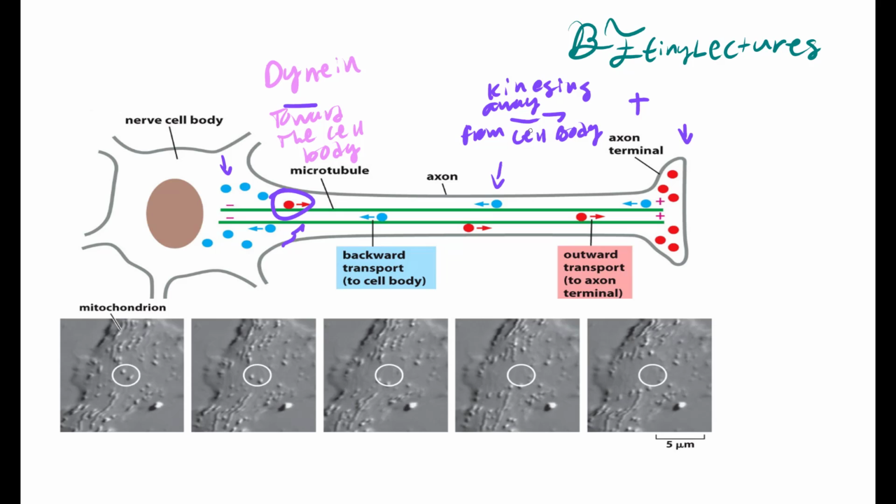So kinesins go away from the body, so they're going to go toward the axon terminals, and when they release their cargo, they're going to go back towards the cell. In that case, they're going to be called dyneins. So dyneins go toward the cell body. And now we will zoom in even more and explore the structure of kinesins and dyneins, however you pronounce them.